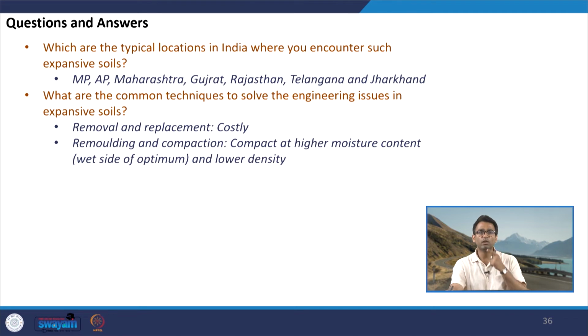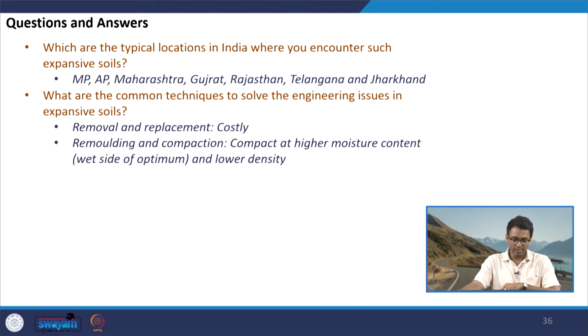The second method is remolding and compaction. Again this is like a mechanical stabilization, where we remold the sample of the soil and compact it using rollers. This method, though it may be effective, will not always solve the entire problems related to the expansive soil.